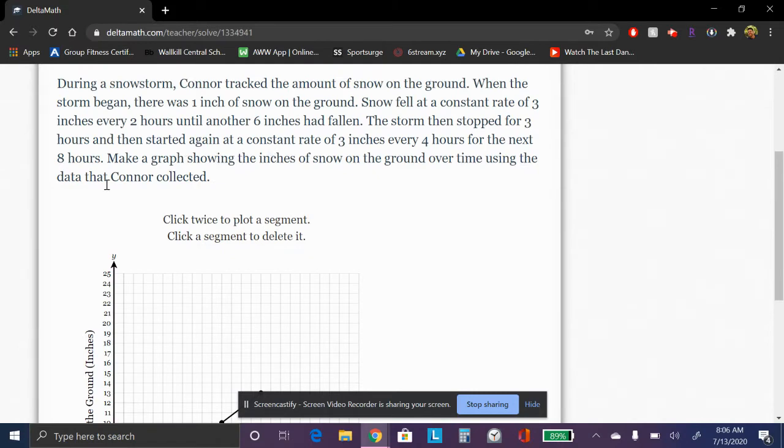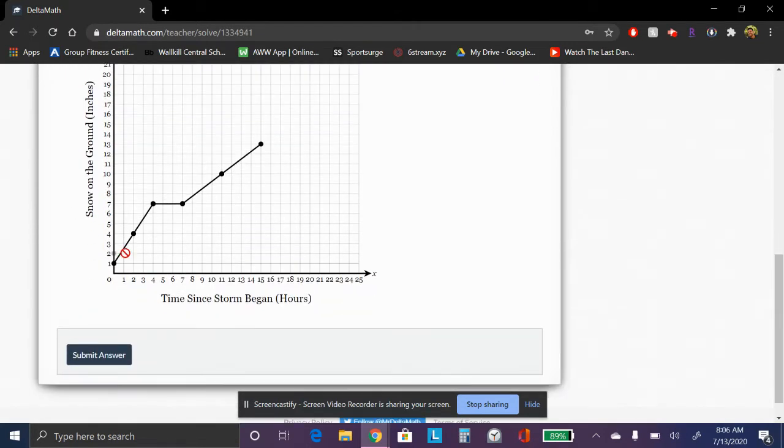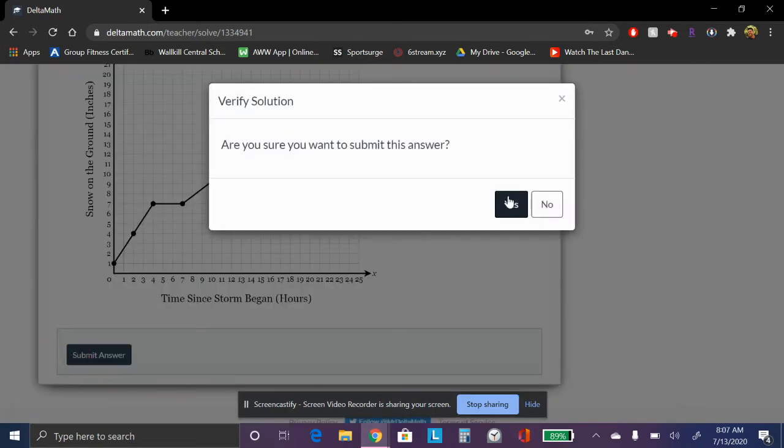Make a graph. Oh, and that's it. Make a graph showing the inches of snow on the ground over time using the data. Yep, nothing more than this. Okay, so I think with the graphing stories level 1, the difference is you might not be going up and over or down and over every one. This one you went up 3 over 2, up 3 over 2. Then you went up 3 over 4, up 3 over 4. Submit this answer and let's look at another one.